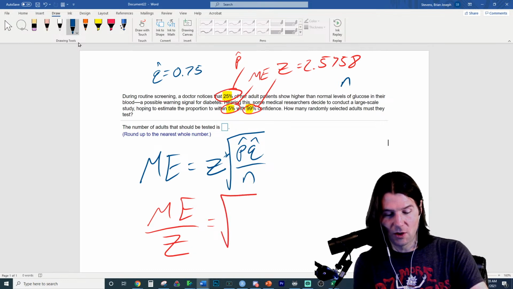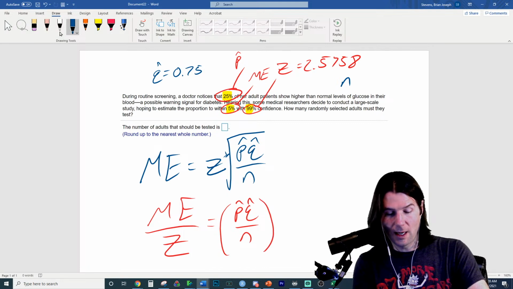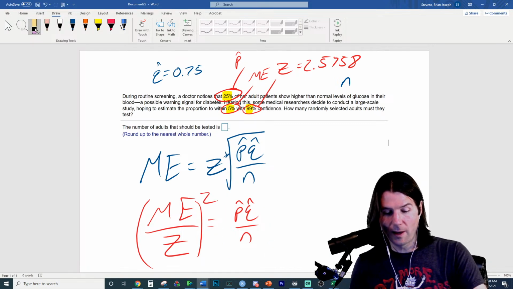And we go here, we do square root p hat q hat over n. Now we're going to square it. So let's go right here and square it. So it'll be blue this time, or not. So now, well, that's already squared. This will get squared too. Let's delete those parentheses. We're just undoing the square root, so we have to do that.